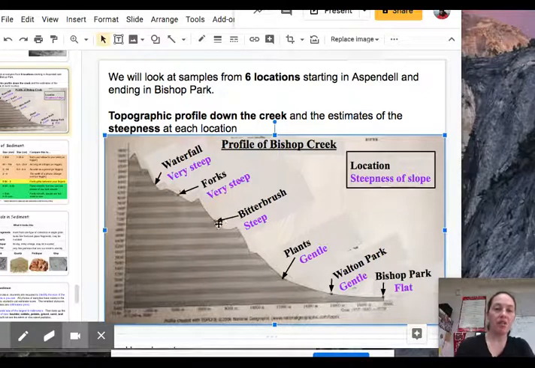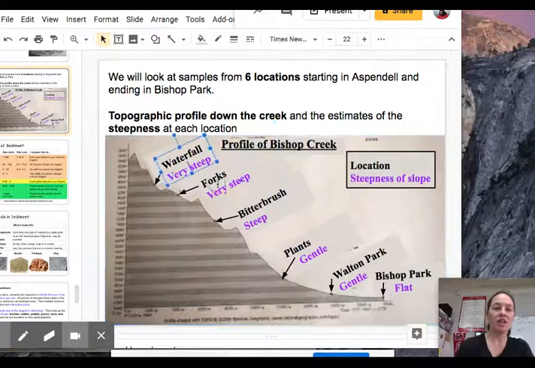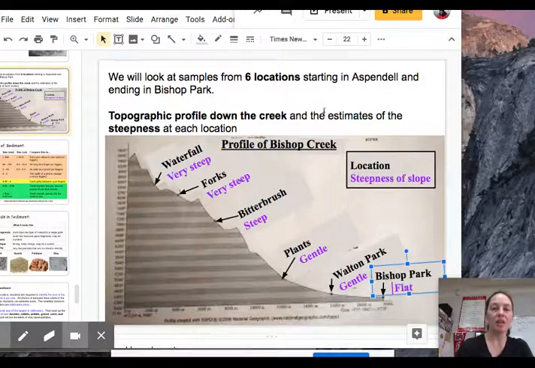Bitterbush, it was still steep, but not as steep as before. By the time you get to the intake plants, the stream is gentle. At Walton Park, it's really gentle. And by the time you get to Bishop Park, it's flat. So this is to give you a sense of where the 6 locations are that the sediment was collected, as well as how steep the creek was in those places.